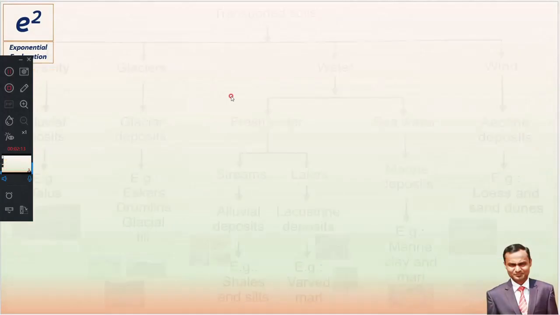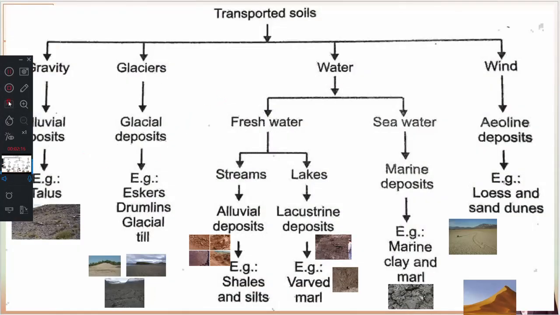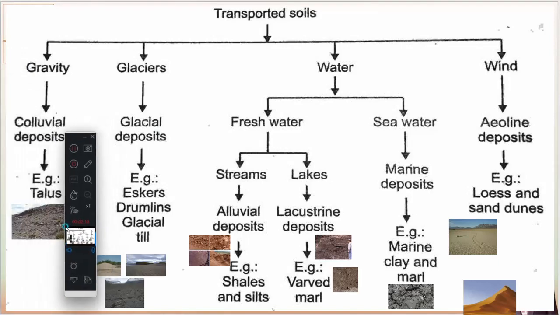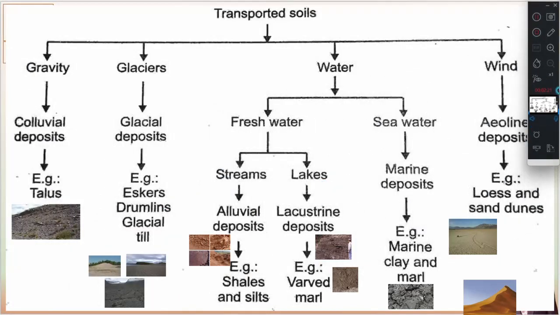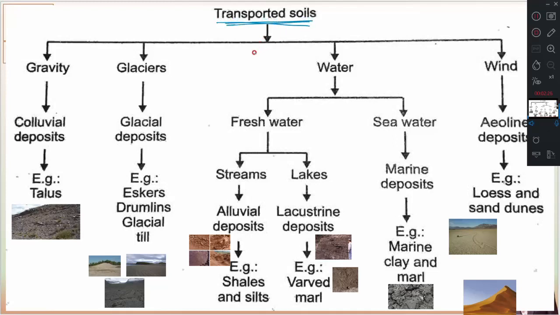Right? Then comes this slide, which is very important. You can see this one. The transported soil is listed here. Residual soil, we have very limited, but transported soil we are studying here. The transportation of the soil may be because of gravity, or because of a glacier, that is ice transportation, or because of water, or because of wind. You know, four types of transportation may happen.